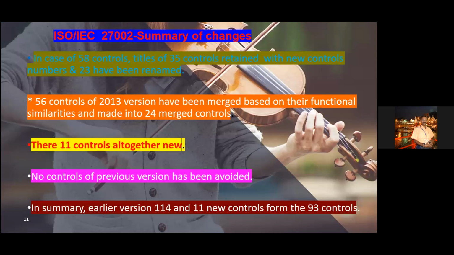In summary, in case of 58 controls, the titles of 35 controls remained as they are. Whatever the name was in the 2013 version was kept as it is, with new control numbers assigned according to the theme and domain. And 23 controls have been renamed to have a better understanding and to be in line with the current terminology we are using in our information security domain.